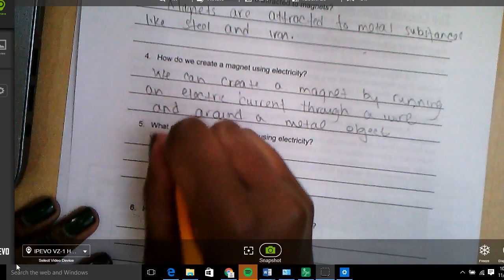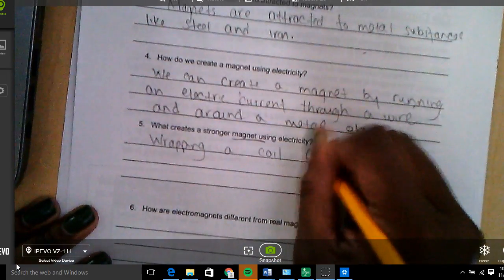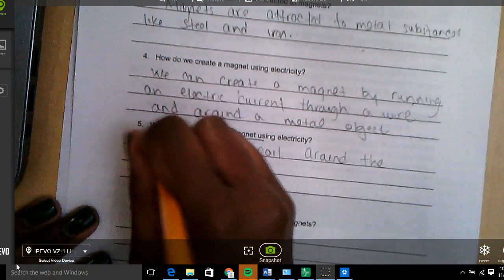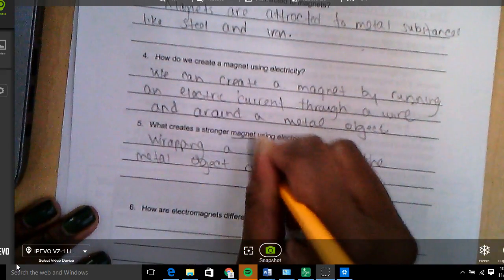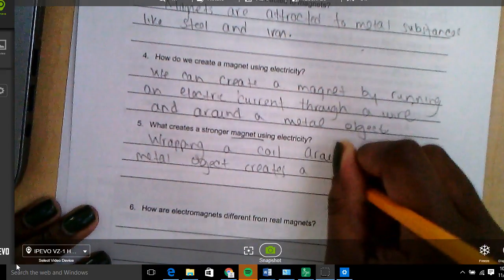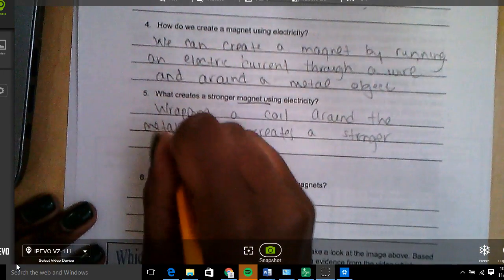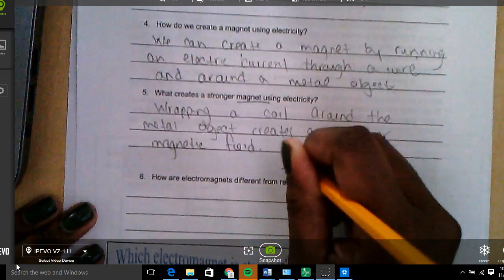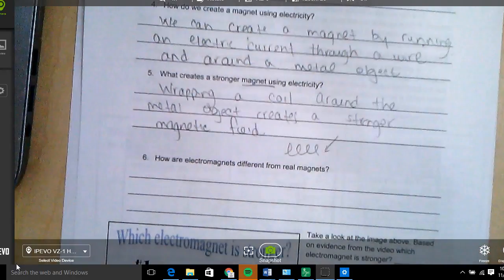Very good. Wrapping a coil around the metal object creates a stronger magnetic field. Thank you, Lamar, for getting these down. And then I just want you to draw a quick picture of that coil. Boom, boom, boom, boom. So we know what we're talking about.